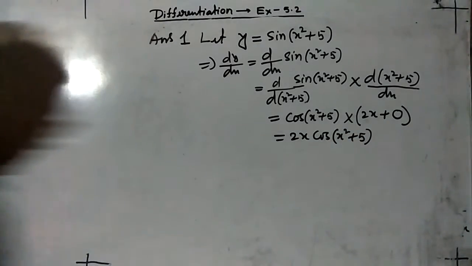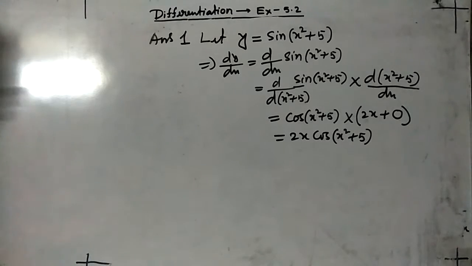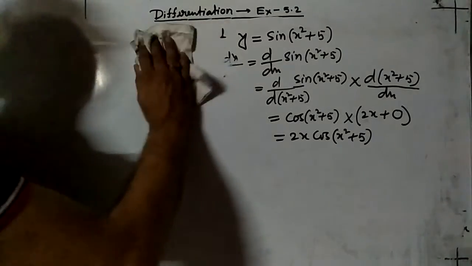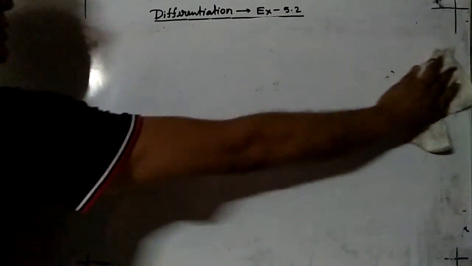I hope you understood. I am showing you a few more questions of this type, then you will understand. Now just check question number 4. I'll wrap this, everyone write properly. Now question number 4 is sec of tan root x.